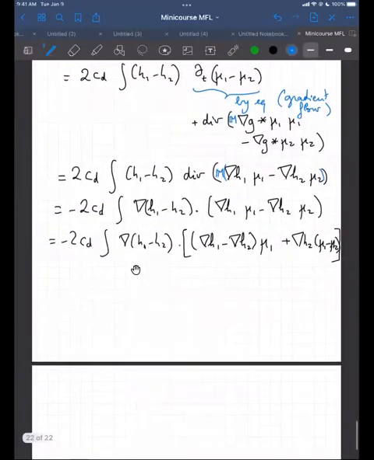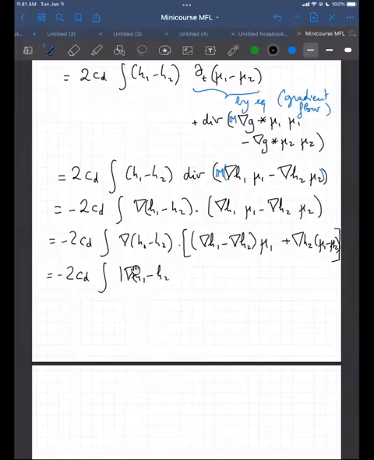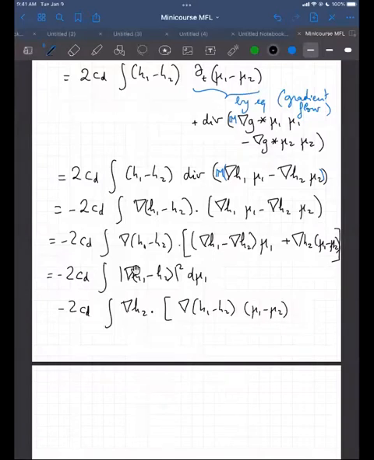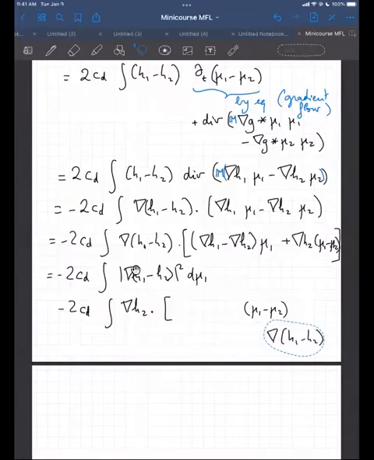And now we have something with a sign: minus 2 C_d integral of grad h1 minus h2 squared d mu1. This thing has a sign. If you have this operator M, there would be an M inside the scalar product, but that would still have a sign. That's the assumption on M. So that's a dissipative term, and in the conservative case, it's just not present. Then we get another term, which is minus 2 C_d integral of grad h2 dotted with grad h1 minus h2 times mu1 minus mu2. Maybe this is a bit ambiguous, so I can put this one after.